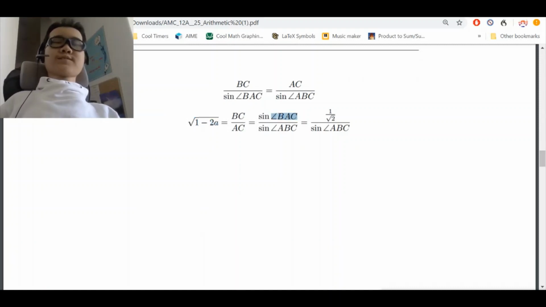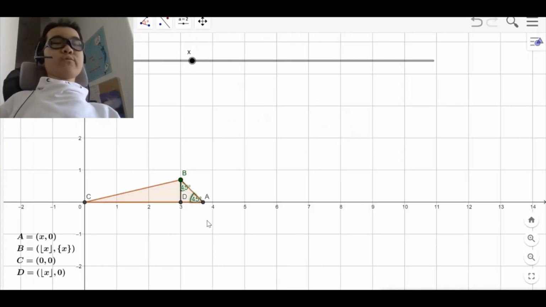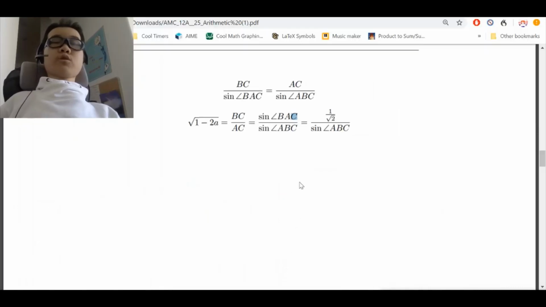Well, what is the sine of BAC? Angle BAC is 45 degrees. So therefore, the sine of BAC is 1 over square root 2. All of that to say, we can find the sine of ABC in terms of a. In particular, whatever solution x we chose, the sine of ABC will always be constant because it only depends on a. It does not depend on the solution x we chose.